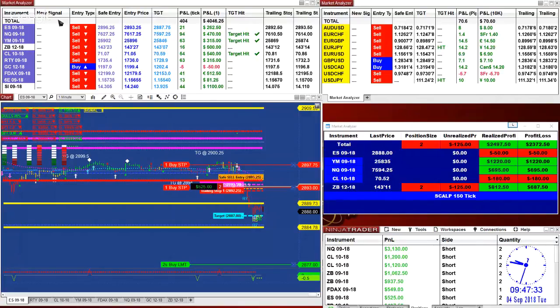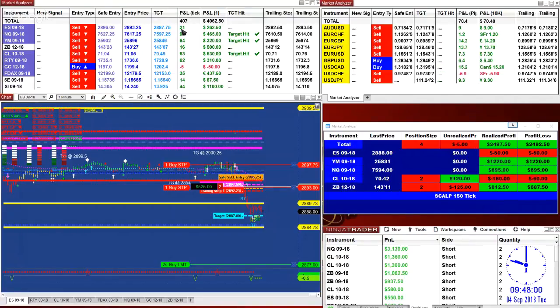Here is the direction of the signal when it comes out. It tells you which direction, new signal, entry price, target price, and the pips from the last entry. As an example, right now on the ES, we have an entry at 2893.25, and then 2887.76 is the target. Right now, we are on that trade from the last signal, 20 ticks.